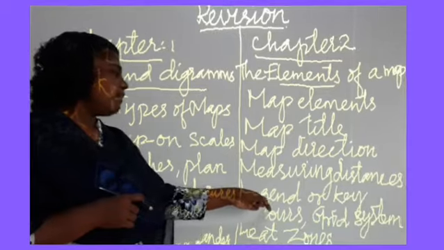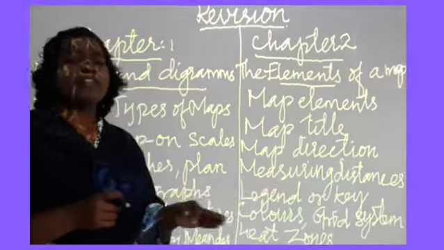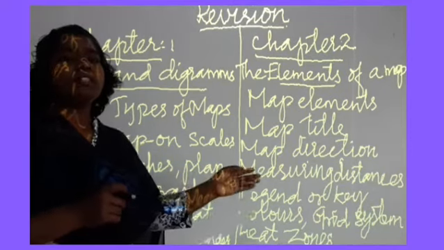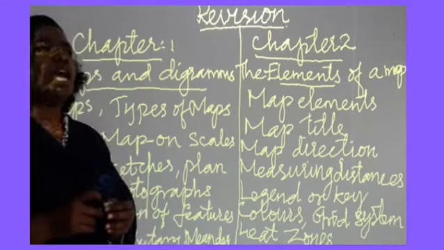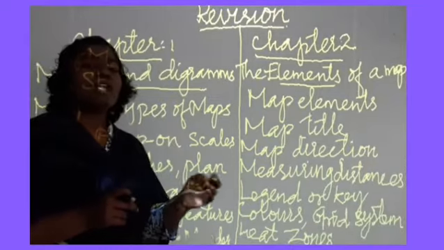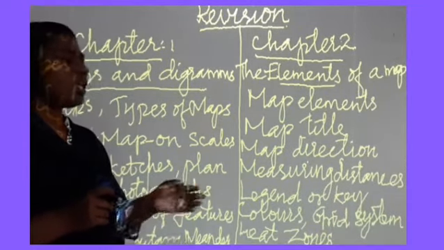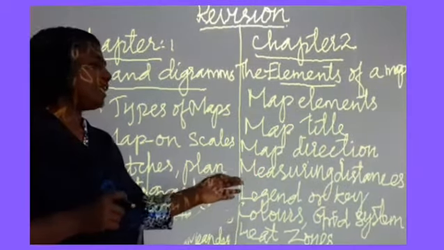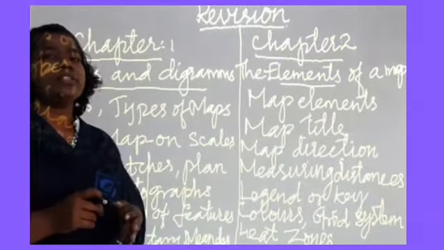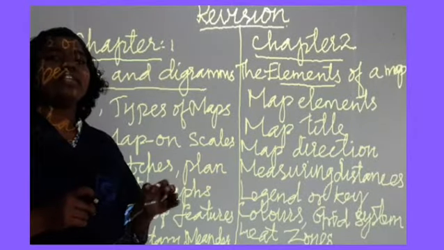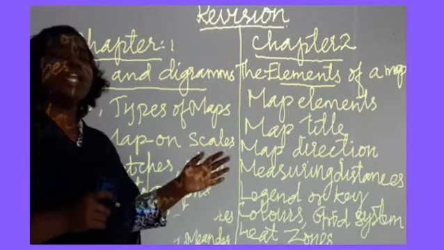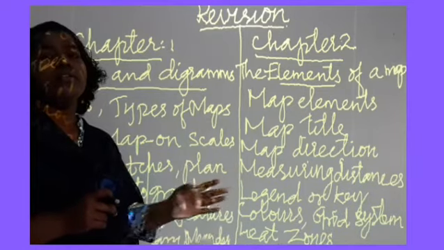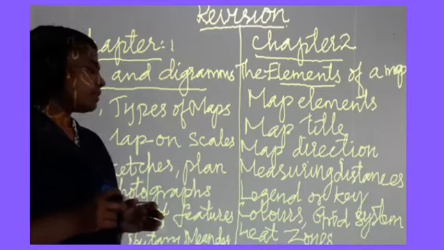And another thing, when we see the legend or key, the legend or key is another element of a map. This legend and key help us to see the colors, signs and symbols. For example, conventional symbols. Why do we call them conventional symbols? Because certain signs and symbols are internationally accepted and used. That's why we call them conventional symbols.